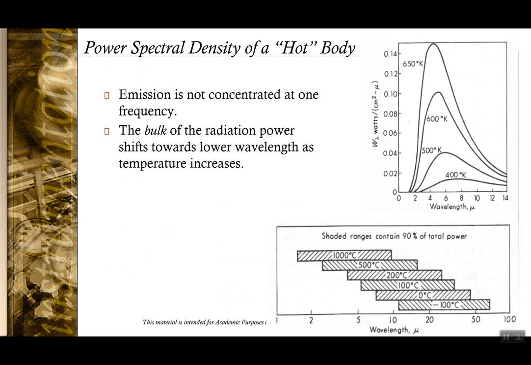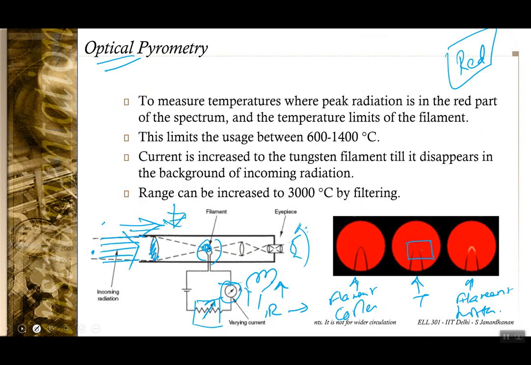So which would mean that with a filter, instead of having a 1400 degree centigrade temperature, a 3000 degree centigrade object whose typical spectrum would have been towards the blue, with a filter it can be shifted a bit towards the left and appear more red and then be compared. So by using filters you can increase the temperature range also, and without a filter the usual temperature range is from 600 to 1400 degrees centigrade.